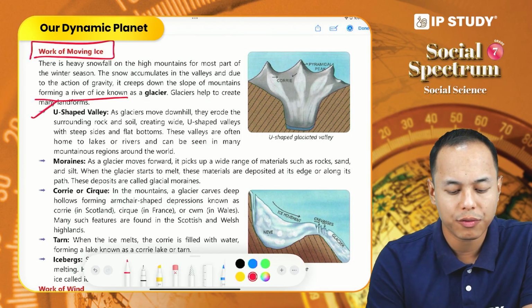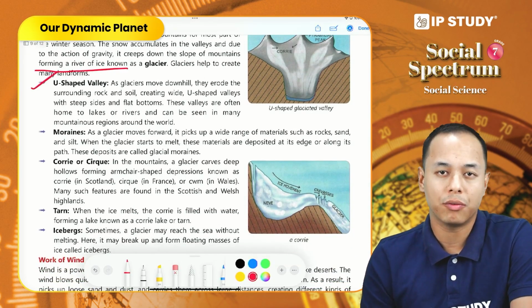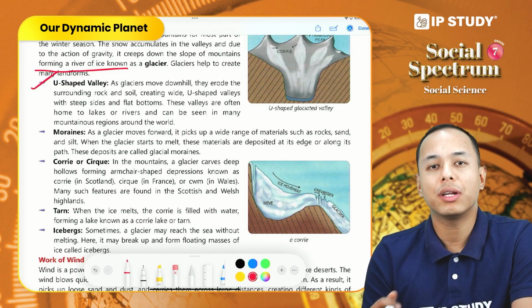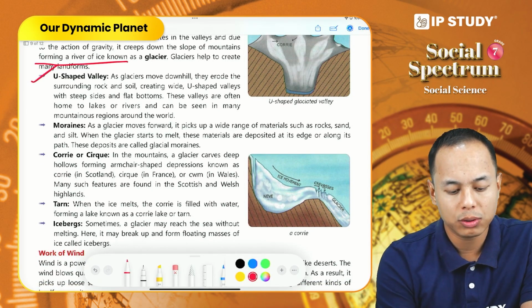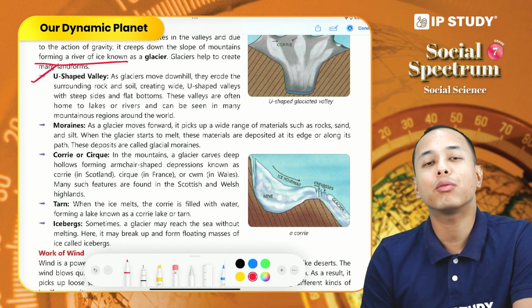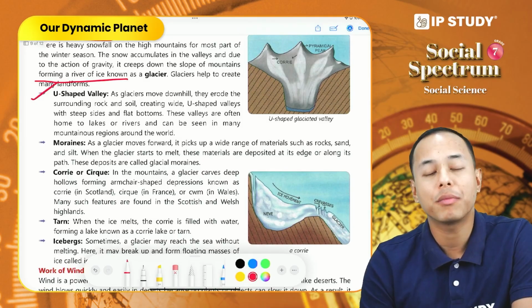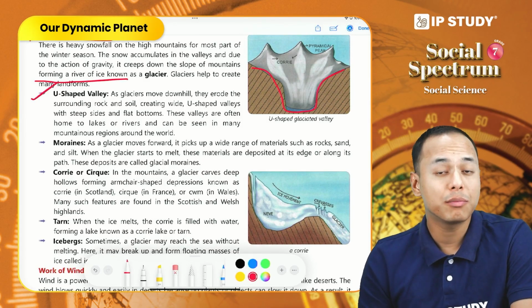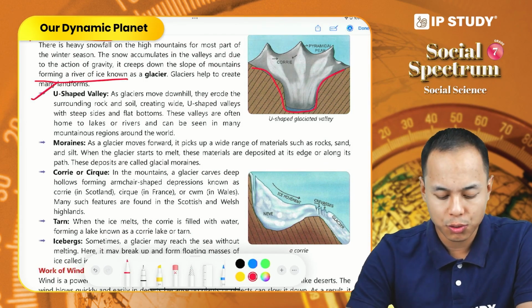First one is U-shape valley. As glacier moves downhill, it slowly moves and erodes the surrounding region, right? It erodes the bed and the sides, and in the course of time, it leads to the formation of a valley that resembles the U shape of the English alphabet. So this is called U-shape valley.